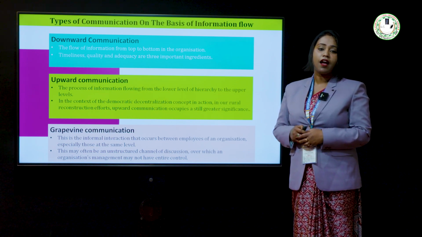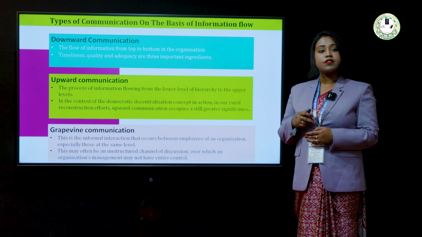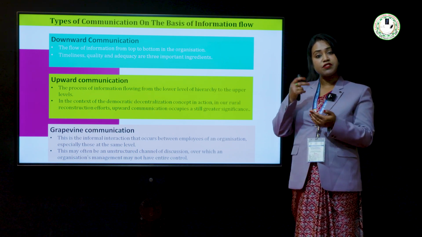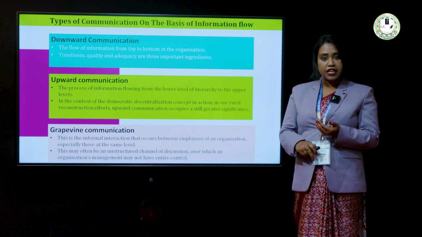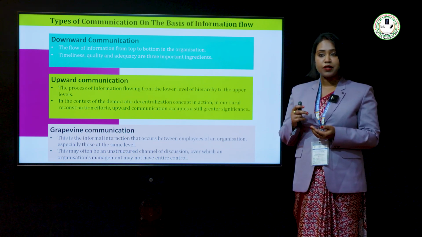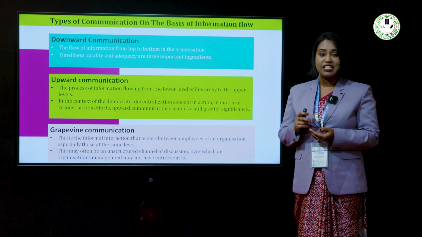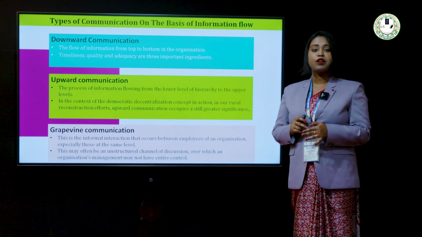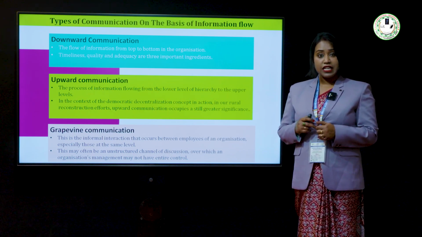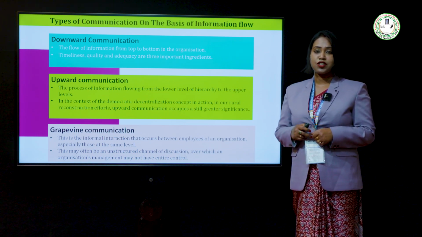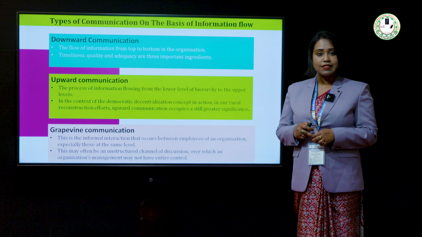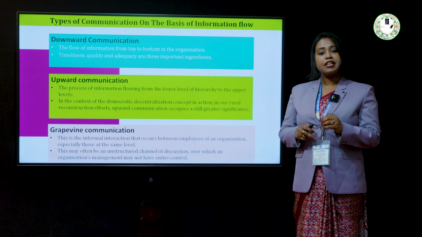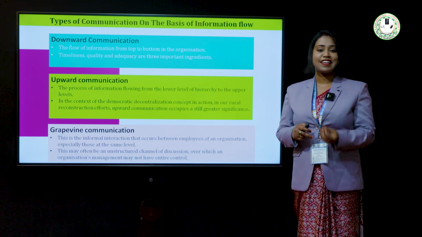Then upward communication, the process of information flowing from the lower level of the organization to the upper level, like from the subordinates to the superior. That is upward communication, which is very much needed for any kind of developmental plan. In the context of democratic decentralization, a concept in action in our rural reconstruction effort, upward communication occupies a still greater significance.